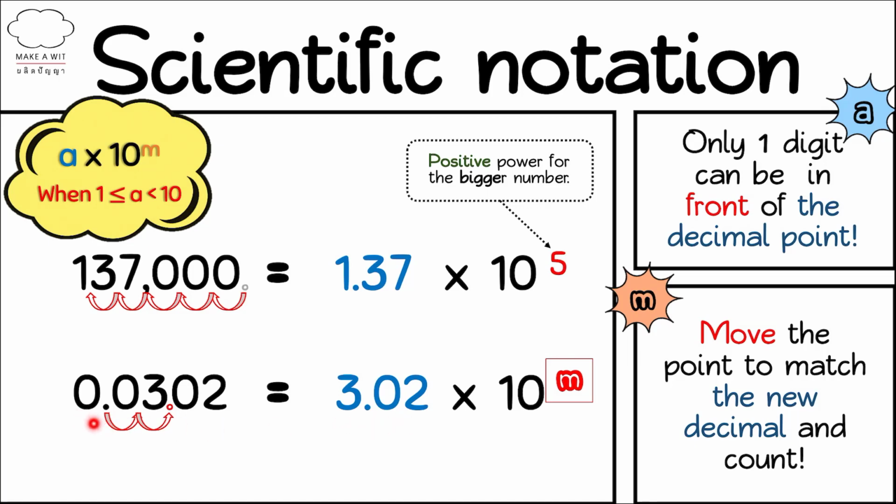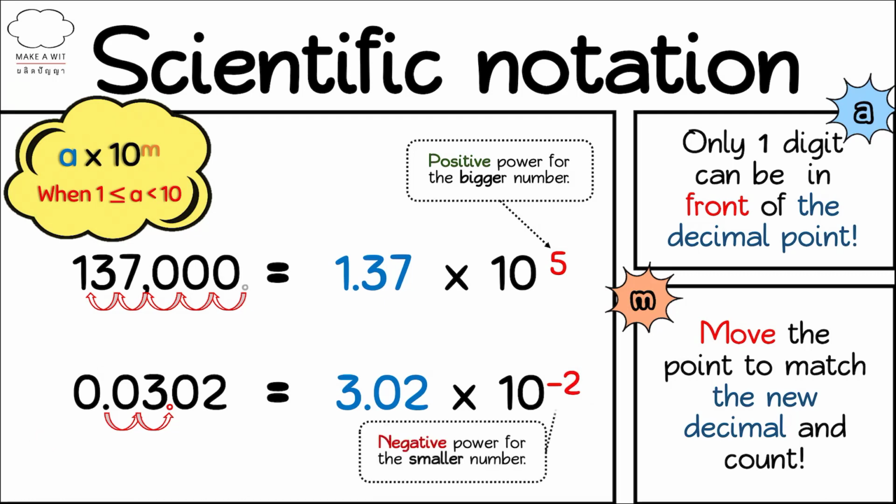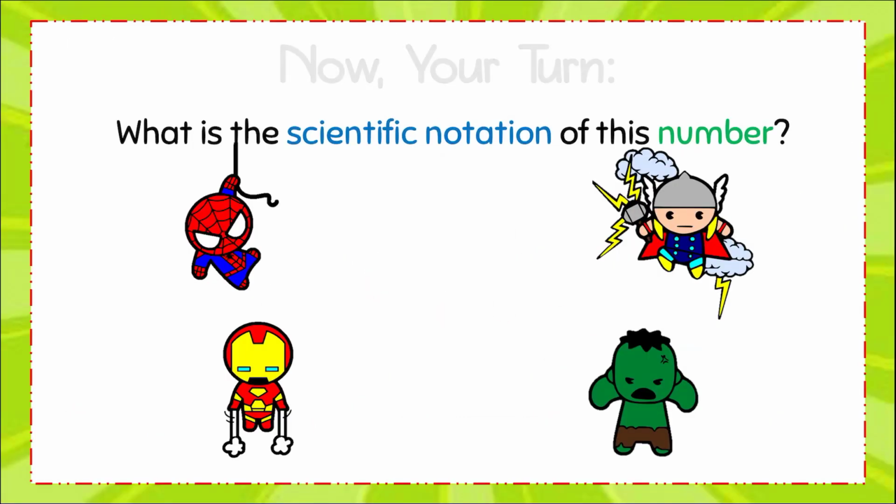3.02 is bigger than the number that we convert. So that means it's a negative power for the smaller number. This one is small to big, so negative. This one is big to small, so it's positive. Now let's try. Your turn.